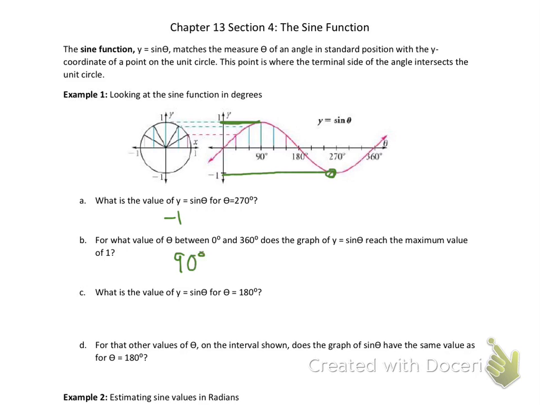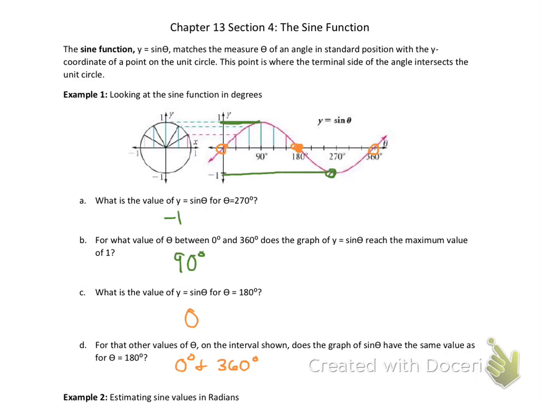What is the value of y equals sine theta for theta equal to 180? Well, if we look at 180, that's where it crosses the x-axis, which means y equals 0. So the answer is 0. And for what other values of theta on the interval shown does the graph of sine have the same value as for 180? In other words, where else does it equal 0? Well, it equals 0 at 0 and 360 degrees. That's all it's really asking for right now.